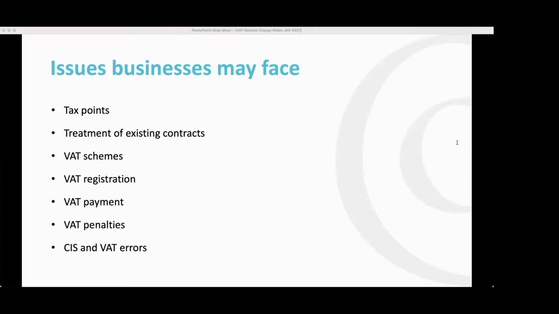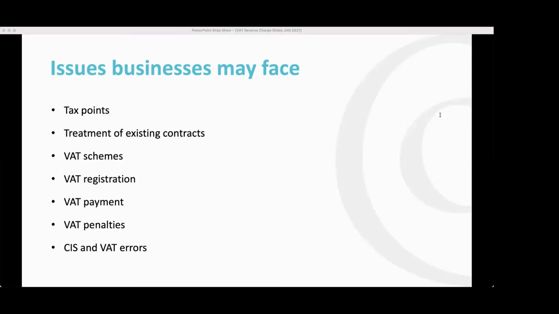VAT payment. Where both the supplier and the recipient are VAT registered or should be VAT registered, the recipient is liable to account for and pay the VAT to HMRC on behalf of the supplier. The supplier will not make a VAT payment on those supplies. The first £1,000 per supplier per month is ignored in this case.